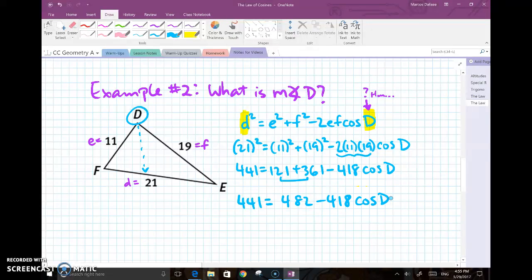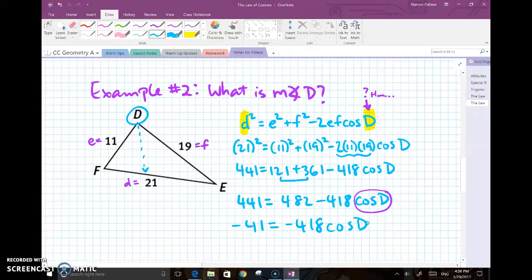Now, this is just like solving a regular algebra 1a equation, where I have to isolate what I'm trying to solve for. What I'm trying to solve for this time is d again, okay? This d is connected to cosine, so I'm trying to isolate cosine d. And at the very end, just d by itself. So for now, I need to move this 482 to the left side, and I'll do that by using the subtraction property of equality. So when I do that, what I get is 441 minus 482, and that's negative 41. Okay, so this is negative 41 is equal to negative 418 cosine of d.